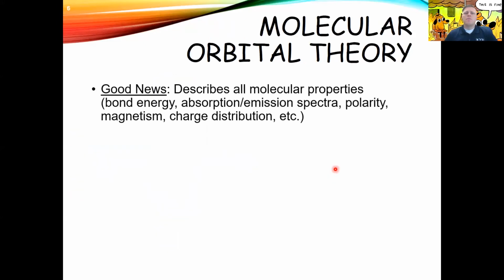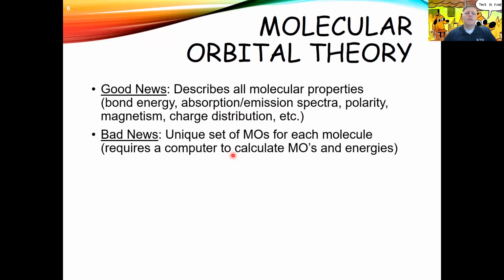But the good news about molecular orbital theory is it basically gives us everything we need. It describes all molecular properties that we can think of. So it describes bond energies, absorption, emission, spectra, polarity, magnetism, charge distribution. We can use it to determine the chemistry of molecules before they're even made. The bad news is that you get a unique set of molecular orbitals for each molecule. So basically, each molecule has orbitals that look different from every other molecule. Some can look very similar, but it's like a fingerprint. They're all going to be different at least a little bit.